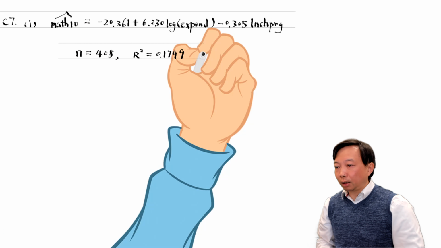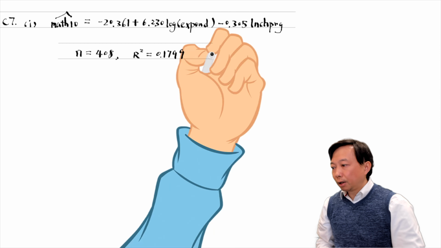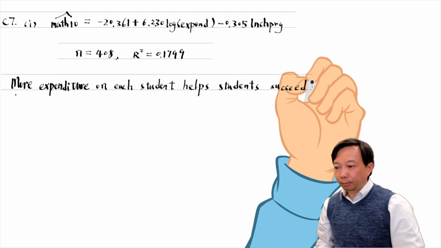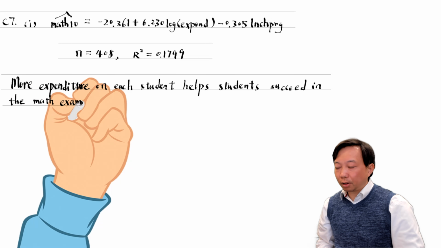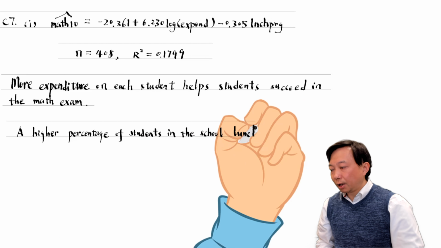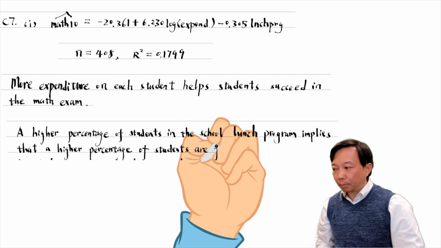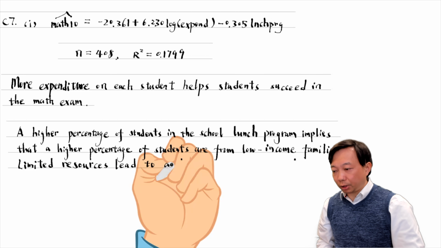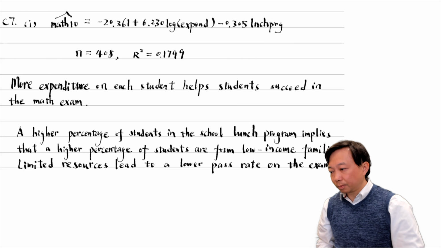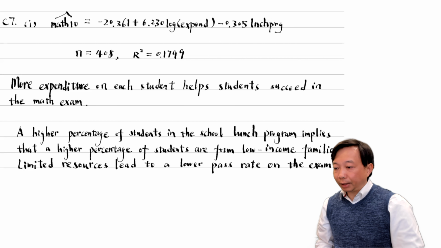The coefficient on the log expenditure per student is positive because more spending on each student helps students succeed in their math exams. On the other hand, a higher percentage of students in the school lunch program implies that a higher percentage of students are from low-income families in which the support the students receive is limited. That may lead to a lower pass rate on the exam. So the coefficient on the school lunch program is negative.